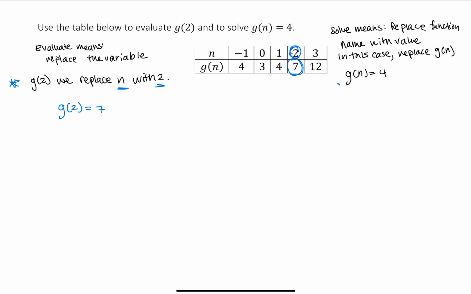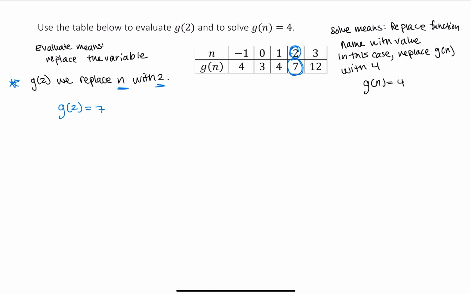In this case, we're replacing g of n with 4. You know, I'm just going to go ahead and erase this and start over. So, actually, never mind. I don't need to erase that. I apologize for the indecisiveness on my part there.